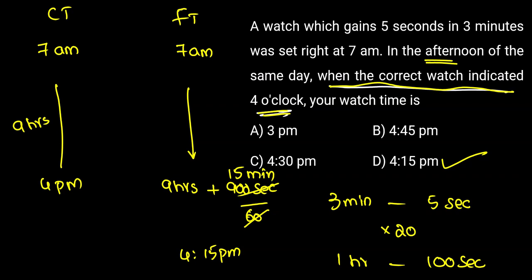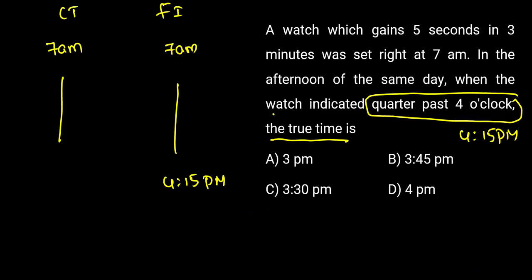Okay, but there the correct time is given. You have to calculate the fault time. But here the true time is asked. They gave the fault time. Your watch time is showing 4:15. Assume this question is given directly, not all those. Now what should be done first?